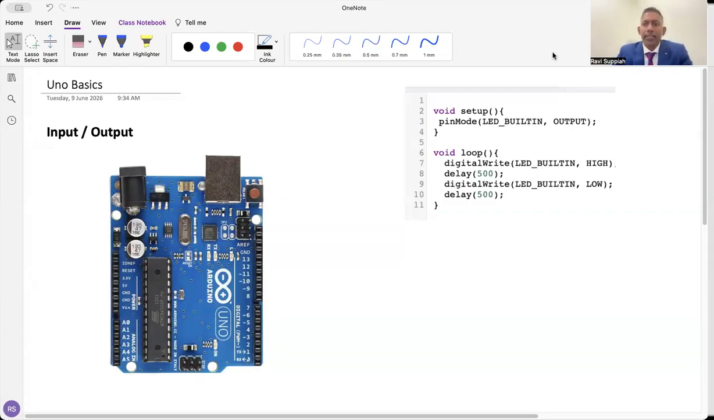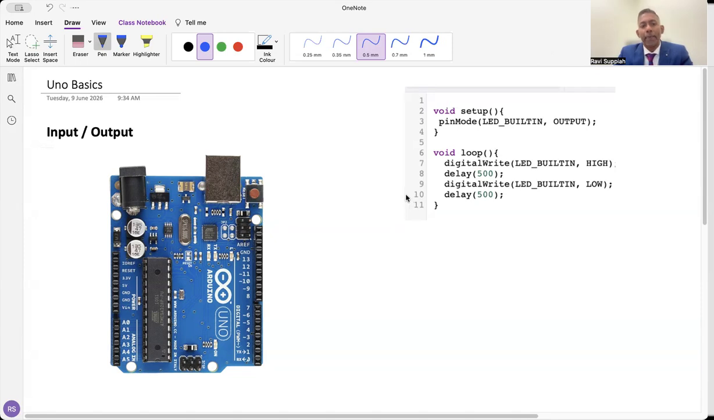Hi. So in the last video, we saw how this code is used to flash the built-in LED on the Arduino Uno board, and we did this through the Tinkercad simulation. Now let me dive a bit more into the details of how this code works.